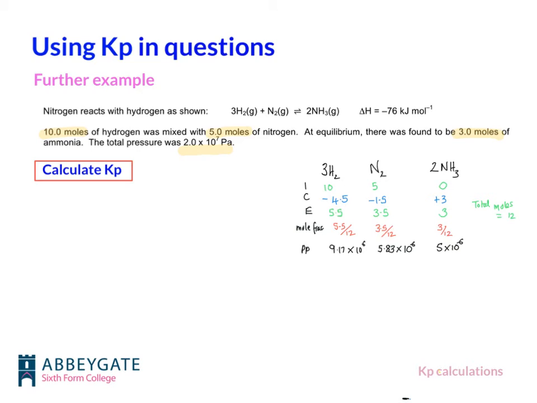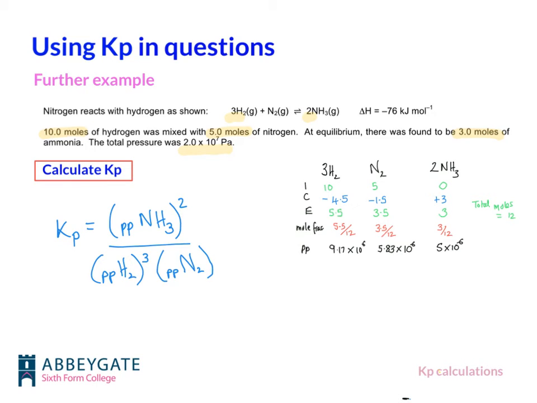Okay, made that a bit smaller to give myself some space. So now we need to work out Kp. So if we write out the expression first of all, so let's remember it's product, so partial pressure of the ammonia. And the ammonia needs to be squared because there's 2 of them in the equation, divided by the partial pressure of hydrogen, which is going to need to be cubed because there's 3 of them in the equation, and times the partial pressure of the nitrogen.